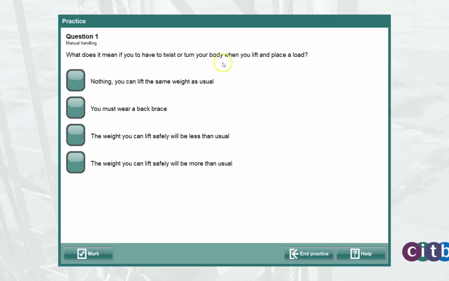What does it mean if you have to twist or turn your body when you lift and place a load? Nothing. You can lift the same weight as usual. You must wear a back brace. The weight you can lift safely will be less than usual. The weight you can lift safely will be more than usual.